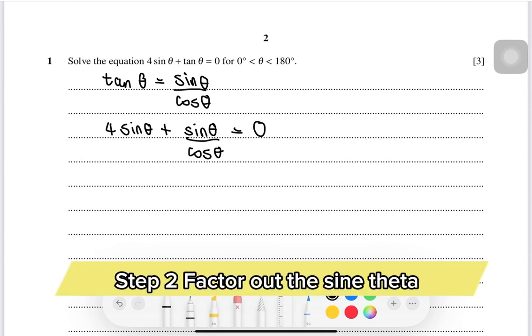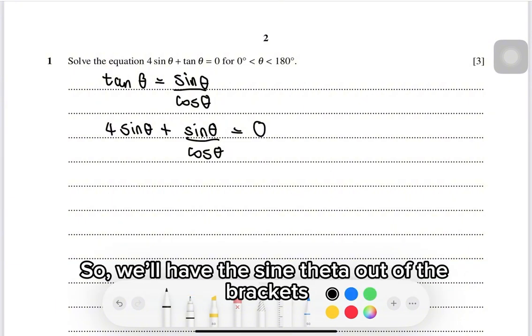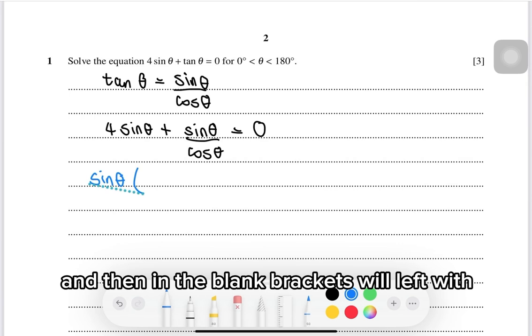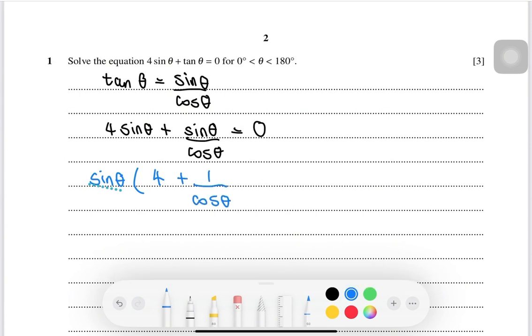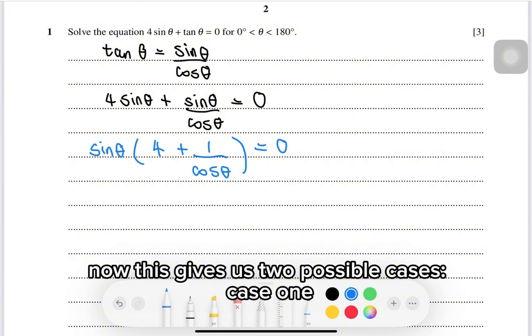Step 2, let's factor out the sine theta. So we'll have the sine theta out of the brackets, and then in the brackets we'll be left with 4 plus 1 over cos theta equal to 0. Now this gives us two possible cases.